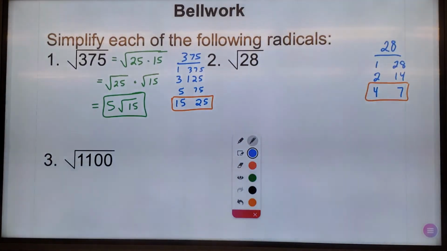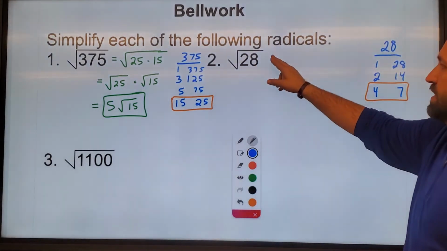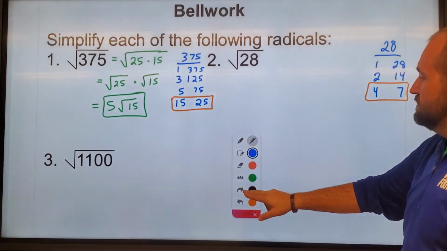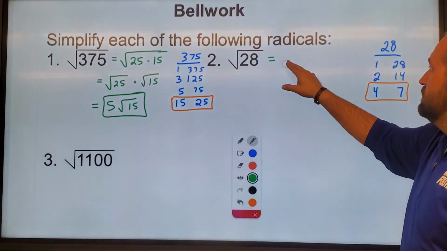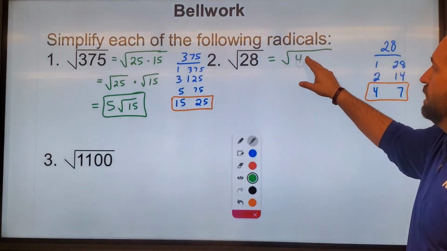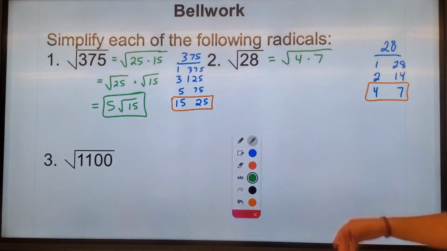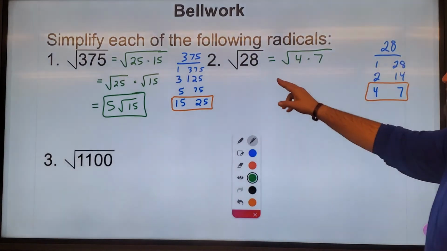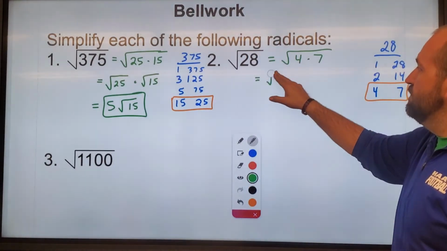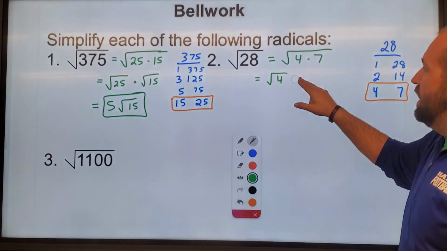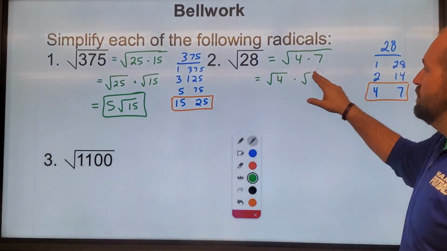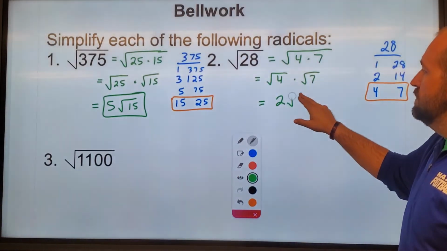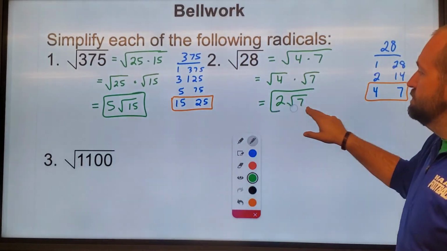Again, taking this now and breaking it apart, this becomes a square root, staying consistent with our colors, square root 4 times 7, again putting 4 in front because it's a perfect square. Separate it using the property, so this becomes the square root of 4 times square root of 7, which then becomes 2 square root of 7.